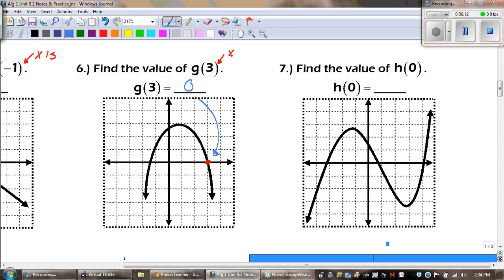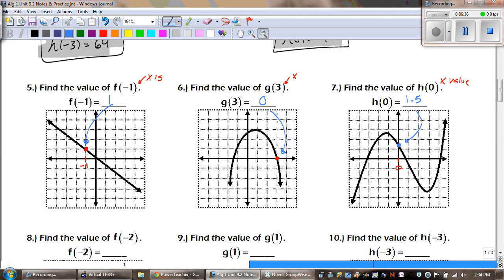Let's look at number 7. h of 0, remember that's our x value. So here is 0. What's that point at? All you gotta do is tell me what that point is. Well, it's not 1, it's not 2, it looks like it's right in the middle. So that is 1.5. Okay?